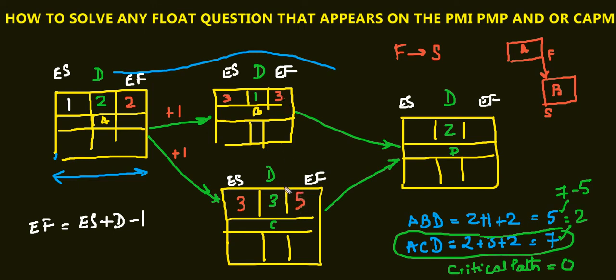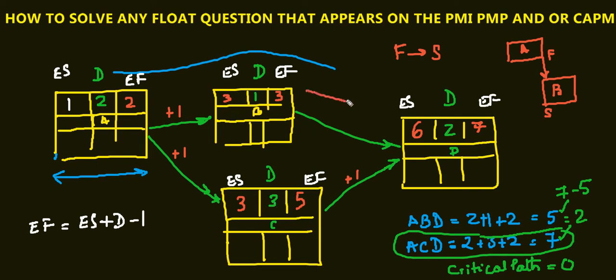Now you know this activity, activity D, will only start after this activity finishes. So what we do is we add 1 here. 5 plus 1 is 6. 6 plus 2 minus 1, how much is it? 6 plus 2 is 8, minus 1 is 7. Any problem? No problem. Fine. This is part 1.